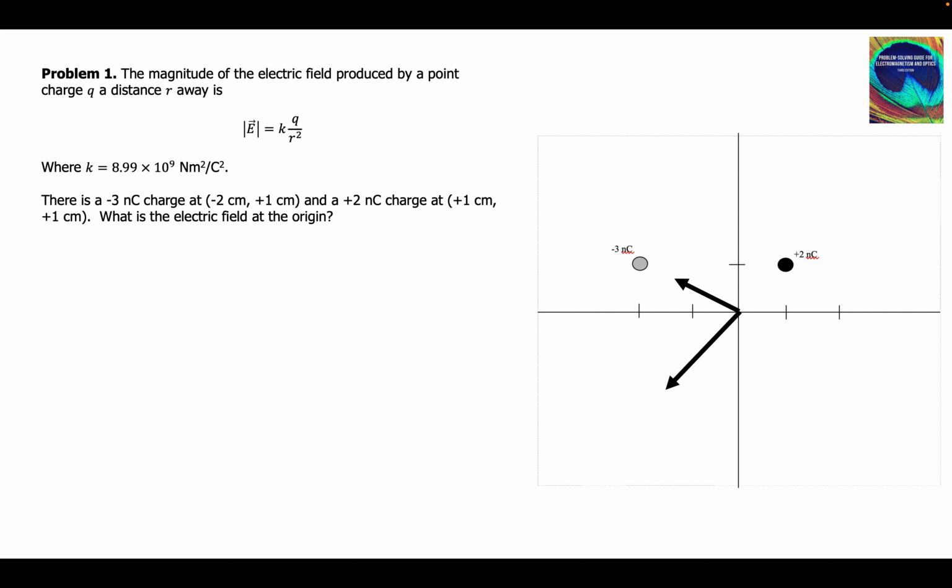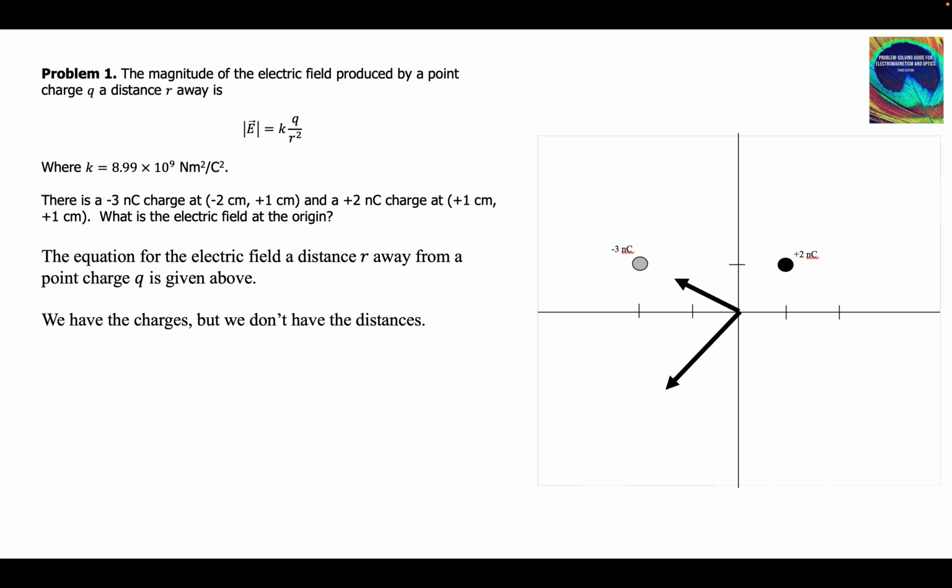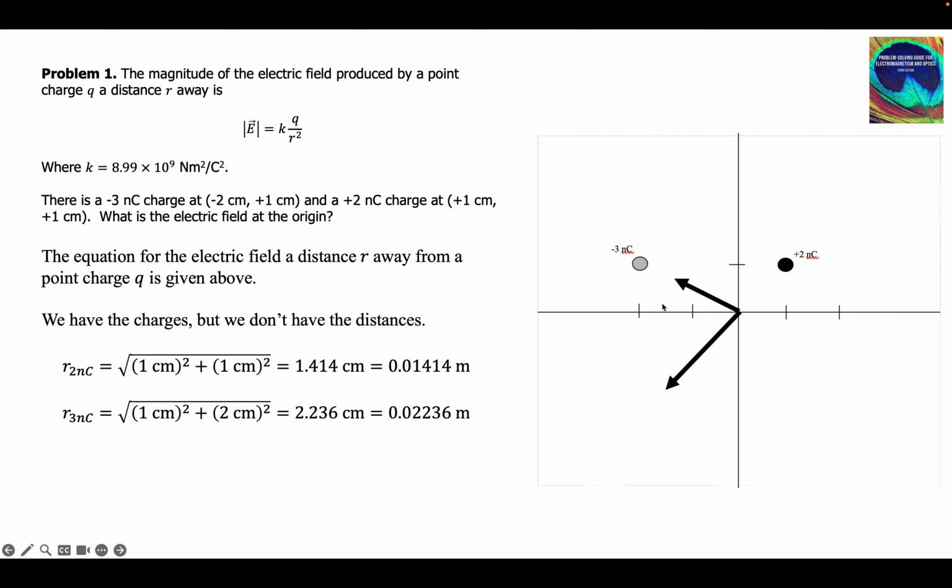The problem is we don't know r. We have to calculate r. What's the distance between the point at which we're calculating the field and the charge? We can use the Pythagorean theorem. The plus 2 nanocoulomb charge is 1 centimeter in the x, 1 centimeter in the y. So that's the square root of 2 centimeters, 1.414 centimeters, and we convert that to meters. The 3 nanocoulomb charge: 1 centimeter squared plus 2 centimeters squared, square root, 2.236 centimeters, which is 0.02236 meters.